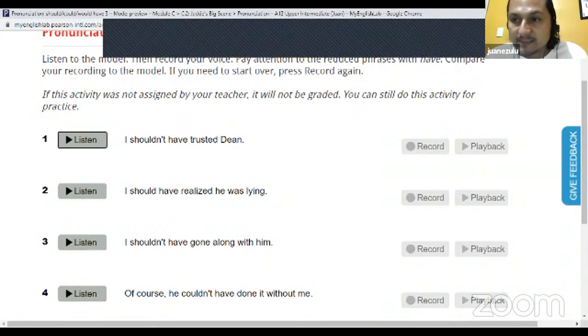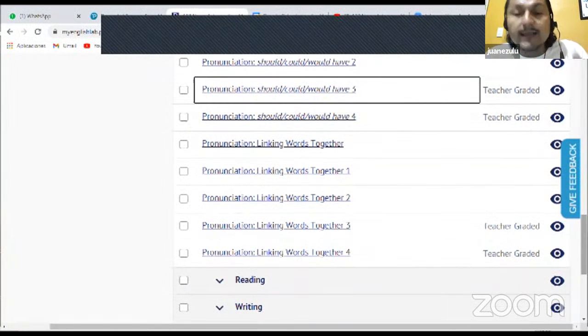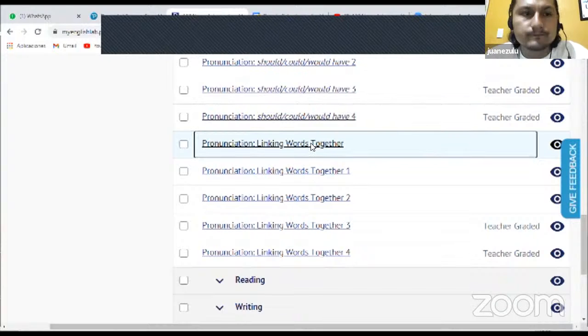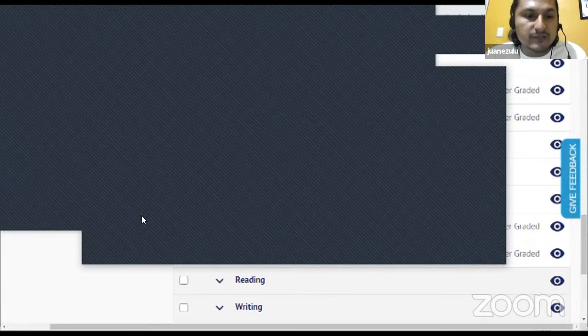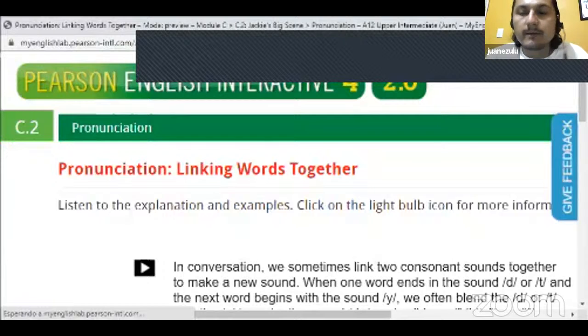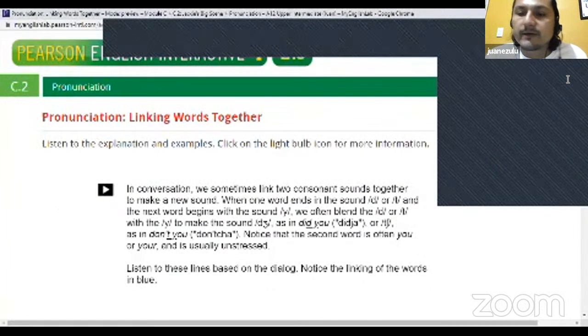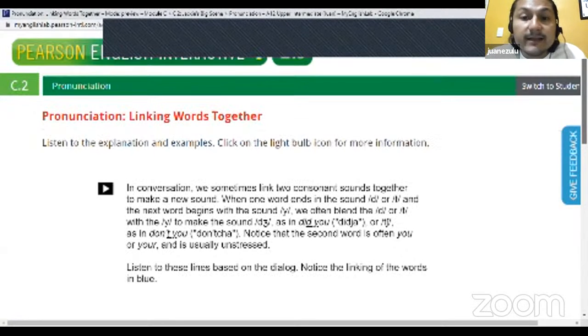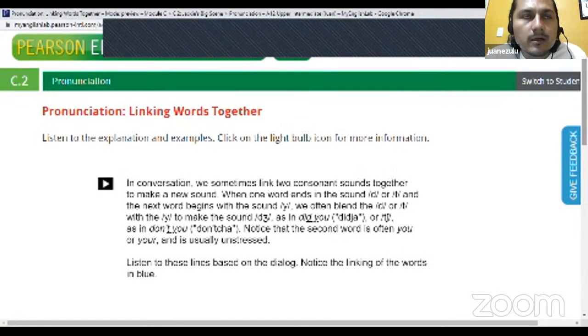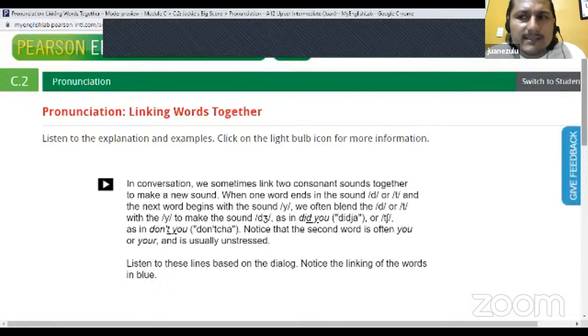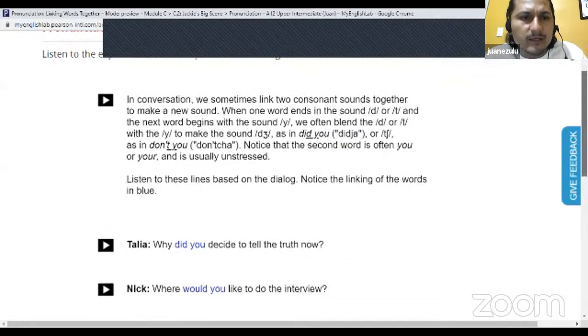Okay, now let me close this one. We are also going to be looking at linking words, okay? What are linking words? Well, in pronunciation, they are basically the same, but we are talking about different linguistic elements, different words, okay? Instead of saying "did you," we can say "dicha," or in negative, "why didn't you," etc. Okay, so that's the only thing that we are working on.